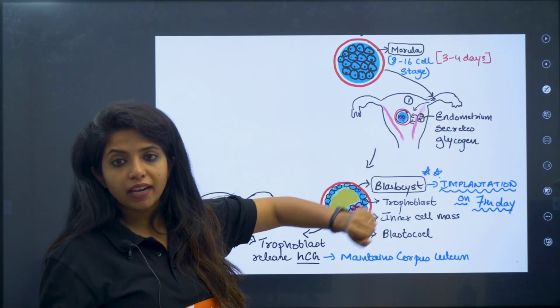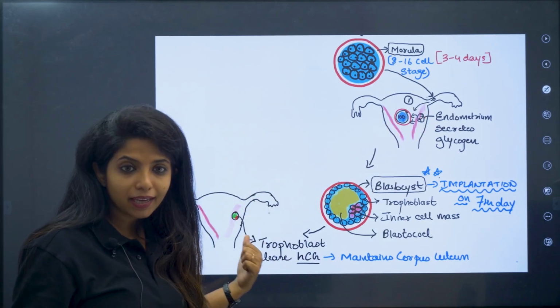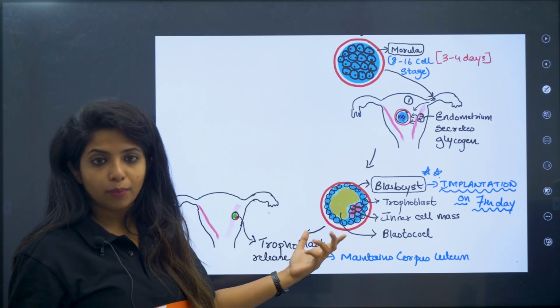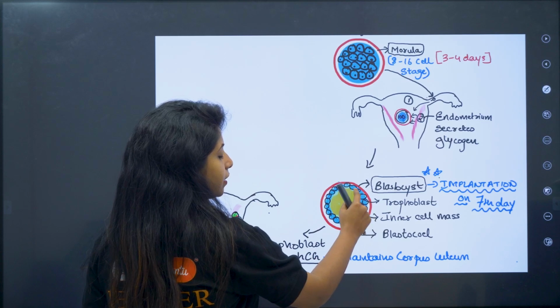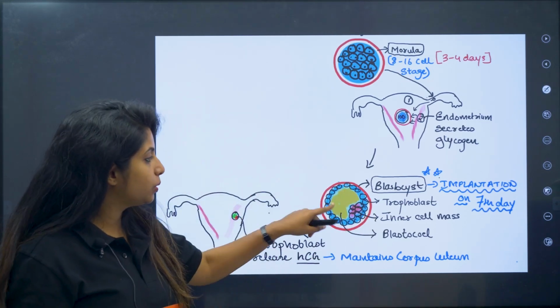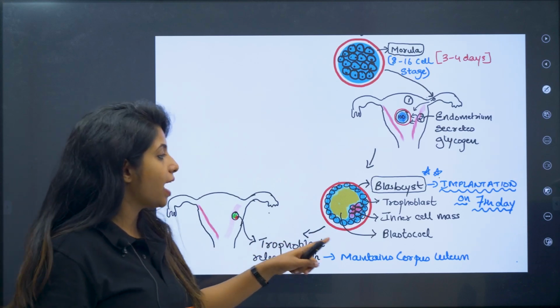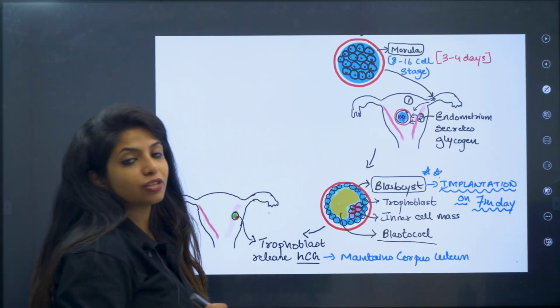The endometrium is secreting glycogen. Slowly, the glycogen is taken up by the growing embryo that is being seen over here. And as you can see, a cavity will be formed, which will have all the glycogen stored. This particular cavity that you see, what do you call this? You call this the blastocele.